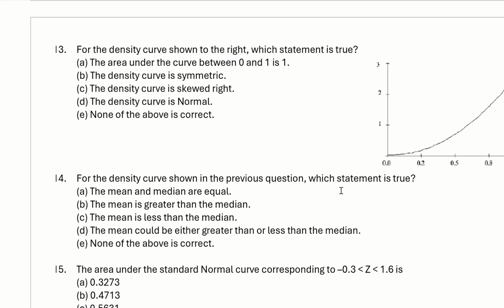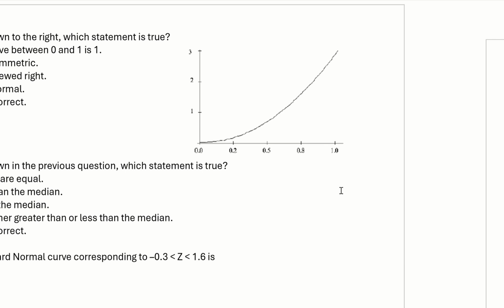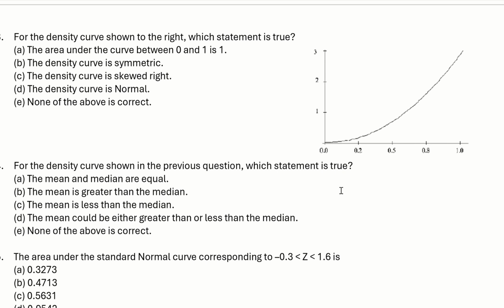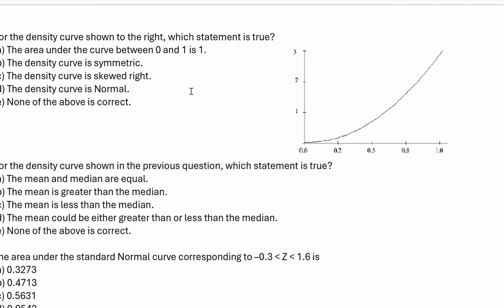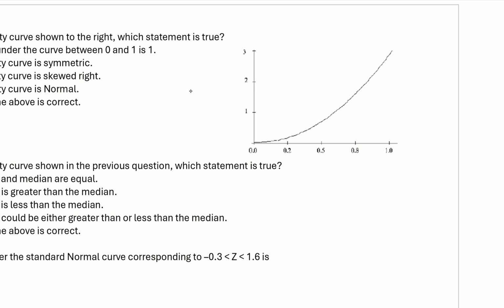For the density curve shown to the right, which statement is true? This is a density curve, and we want to figure out what is true about it. The area under the curve between 0 and 1 is 1. Is that true? Well, it says it's a density curve, so we know that a density curve by default has to have an area of 1.